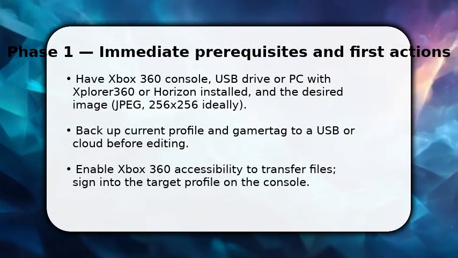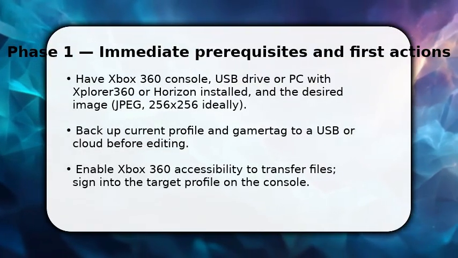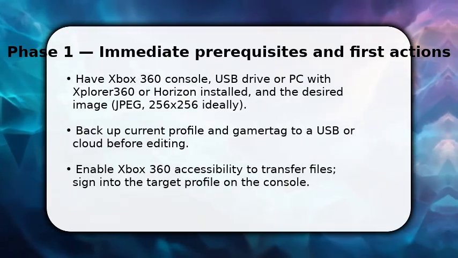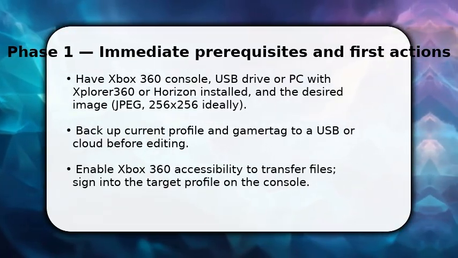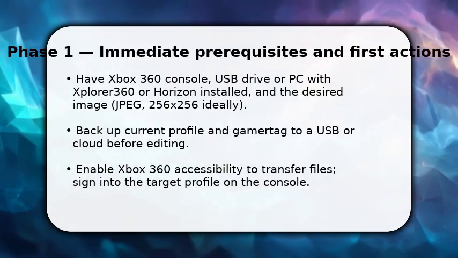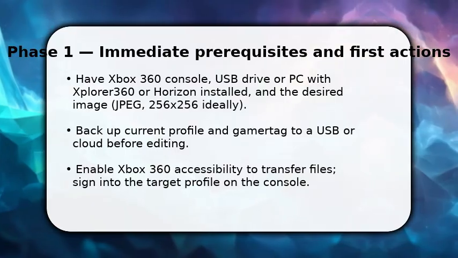You start by preparing the tools and protecting your progress. Plug a USB drive into the Xbox 360 and sign into the profile you want to change. Once done, copy that profile to the USB for a backup. This prevents permanent loss if something goes wrong.